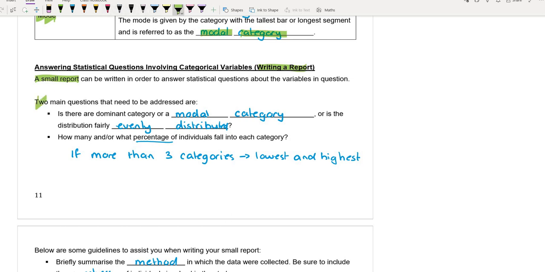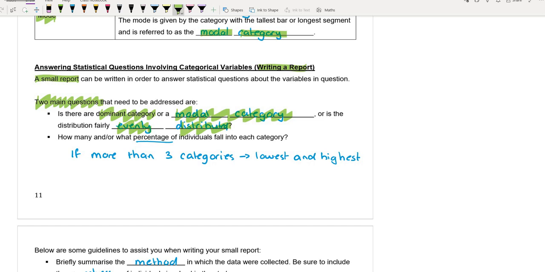There are two main things that you should address in your report. First is your distribution. Is there a dominant category, a modal category? Is there anything that stands out in your data, or might the data be evenly distributed, so there's no particular mode, but a more even distribution across your data?